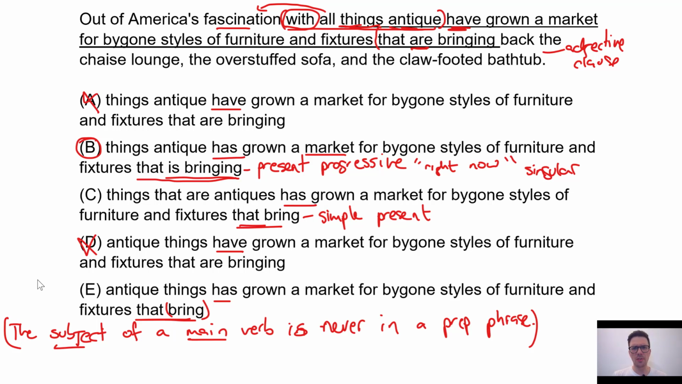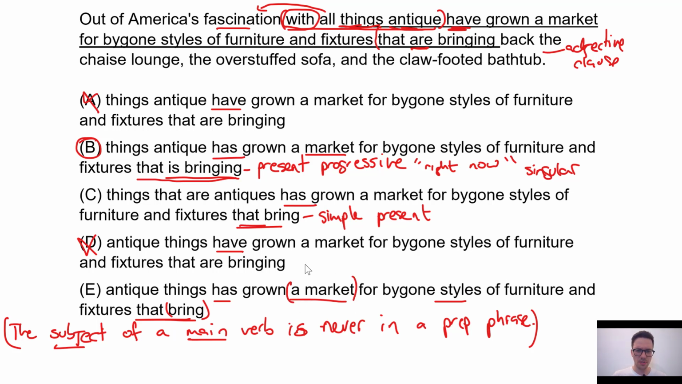Here, what I would really think about is applying the logic. So you need to understand the logic of the sentence. So we're talking about these products that are being brought back to the market because of something, and so it's basically the fascination has grown a market, and then we have to decide between these words. Is it a market or styles that really is the thing that's bringing the chaise longue, the overstuffed sofa, and the claw-footed bathtub back to market? Well, logically, it really makes sense that it's the market that's bringing them, right?